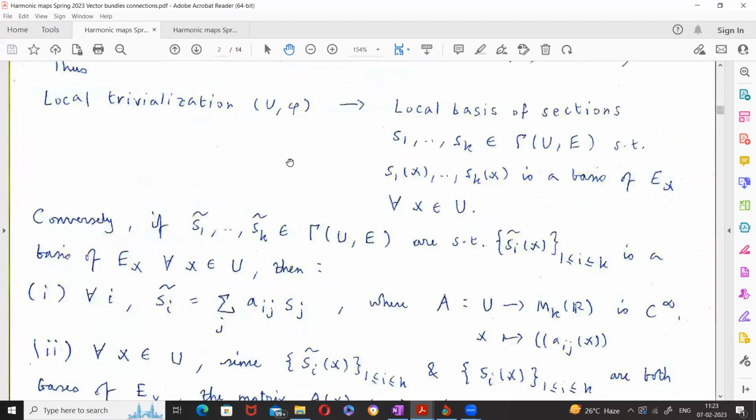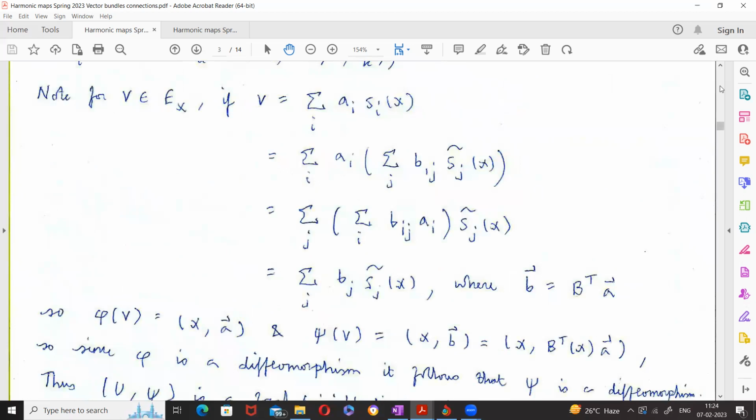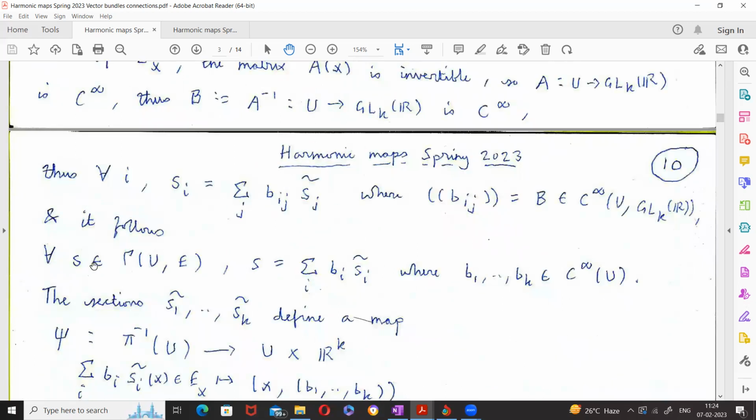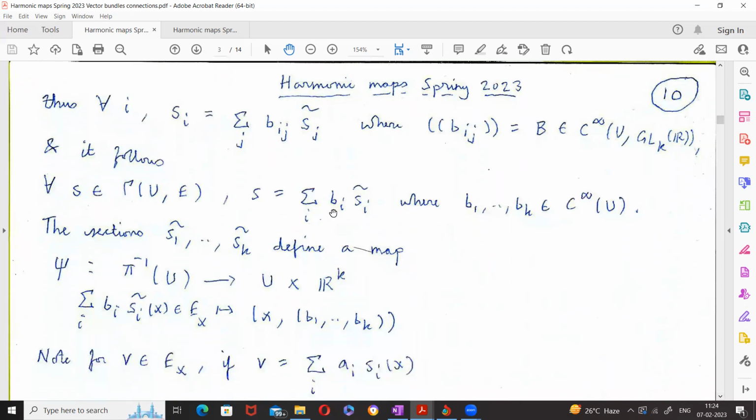Yeah. And so now, since I've written any S_I in terms of the S_I tildes, and we already had that any section I could write in terms of the S_I's, I'll write the S_I's again in terms of the S_I tildes. So that means that any section I'll be able to write in terms of the S_I tildes with coefficients which are smooth, right? So any section S of E over U, I can write as the sum over I of b_i S_I tilde, where b1 to bk are smooth functions on U. Okay. Is that clear? The point is that these coefficients are smooth, right?